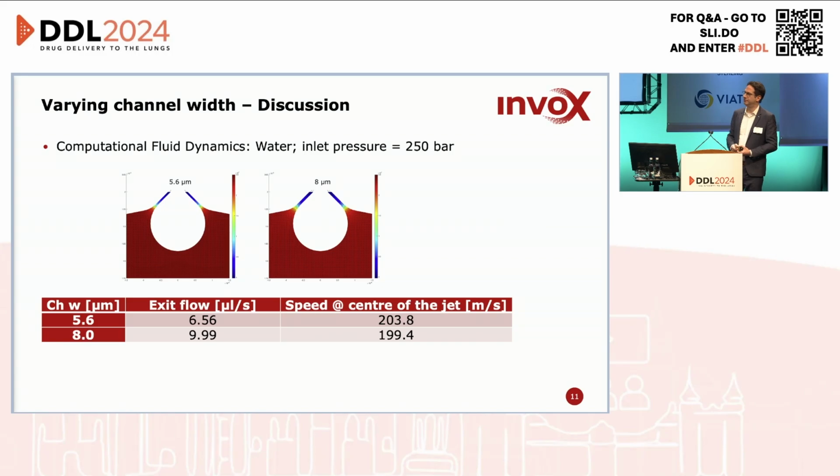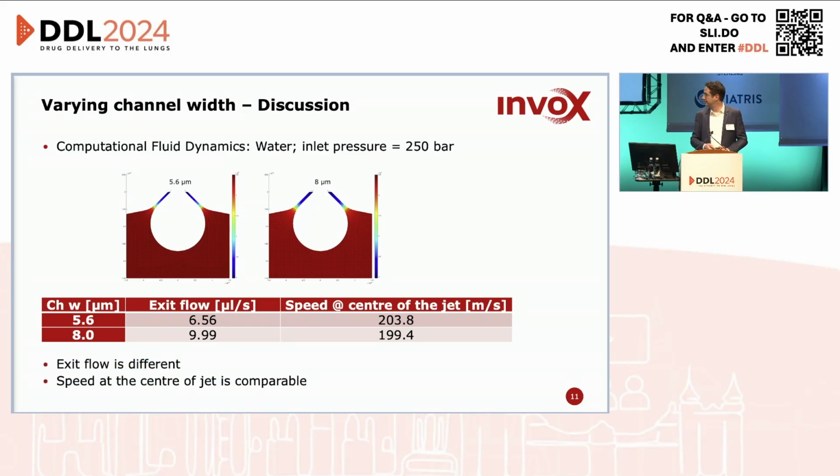And this has to do with the fact that for a soft mist inhaler, you're not using the pressure really to overcome the viscosity and push your fluid through the small channel. But as you're pushing through the small channel, you need to accelerate it. And your pressure is just the force to accelerate your fluid to these high speeds. So we see that the exit flow is different, as I said, but the speed at the center of the jet is comparable.